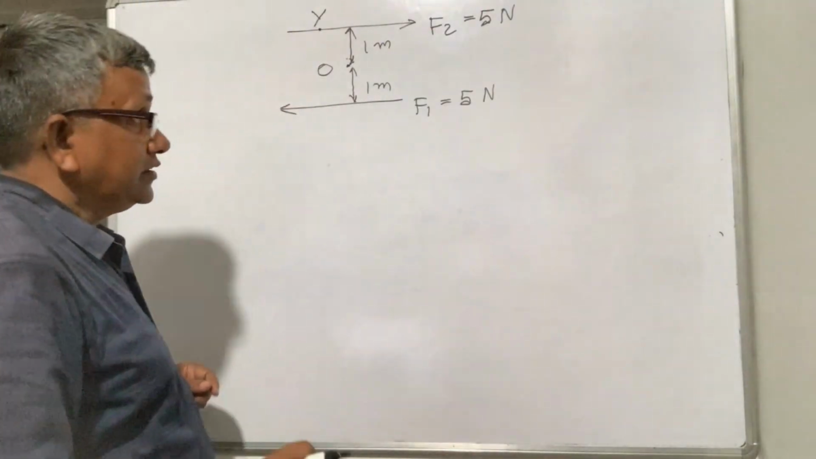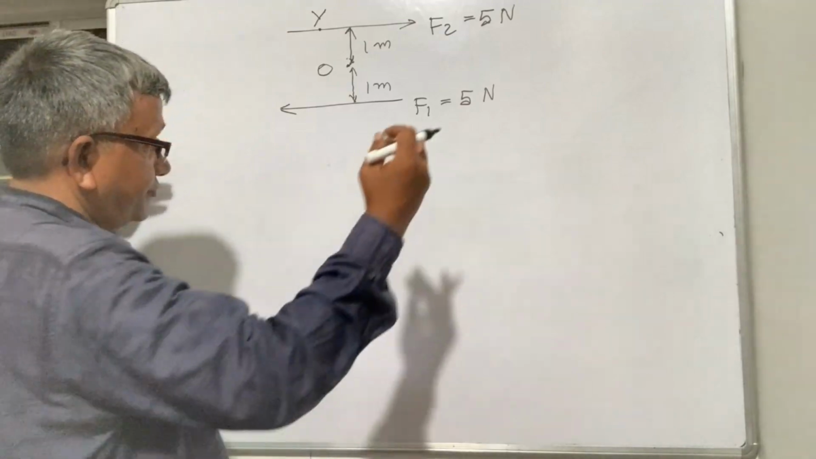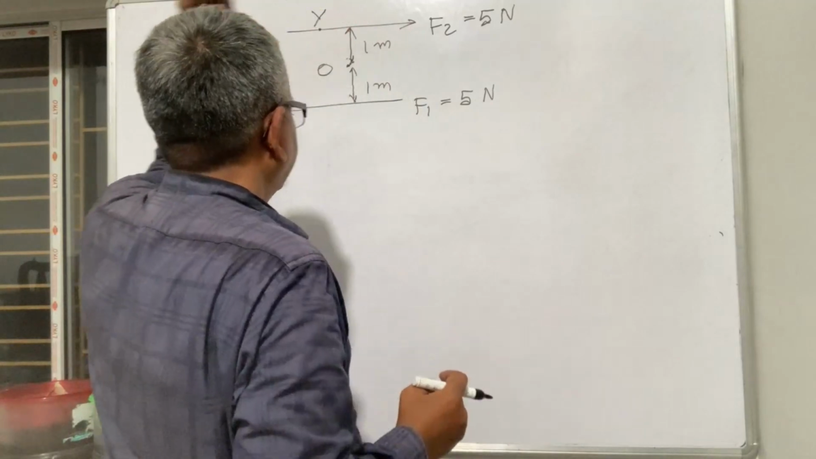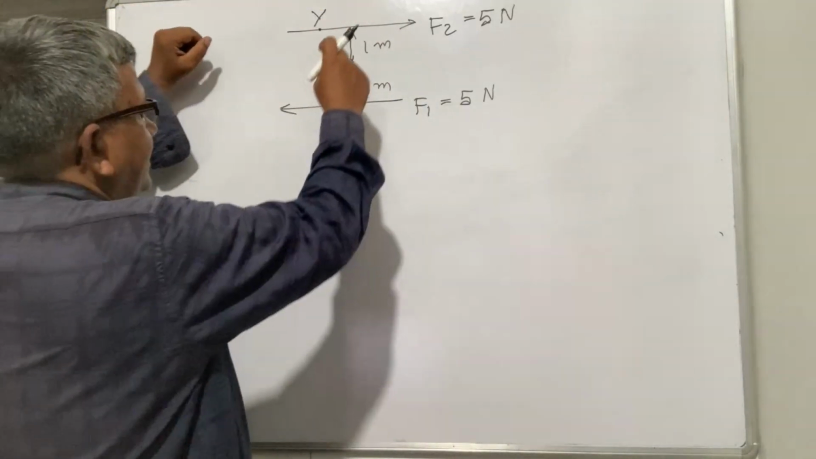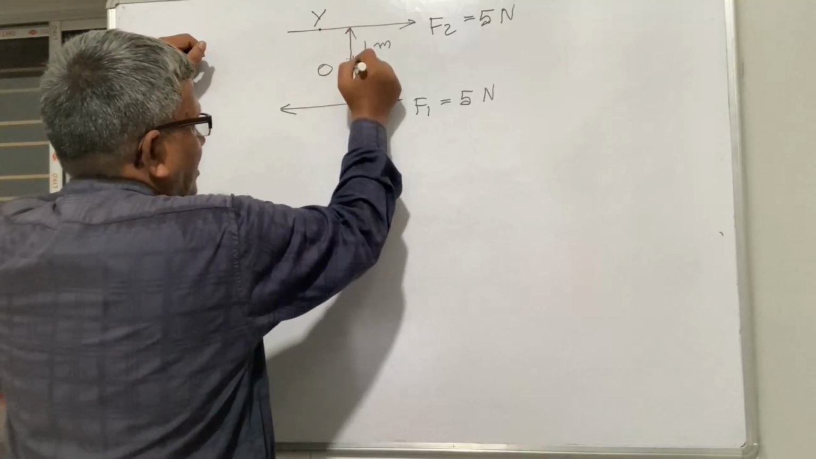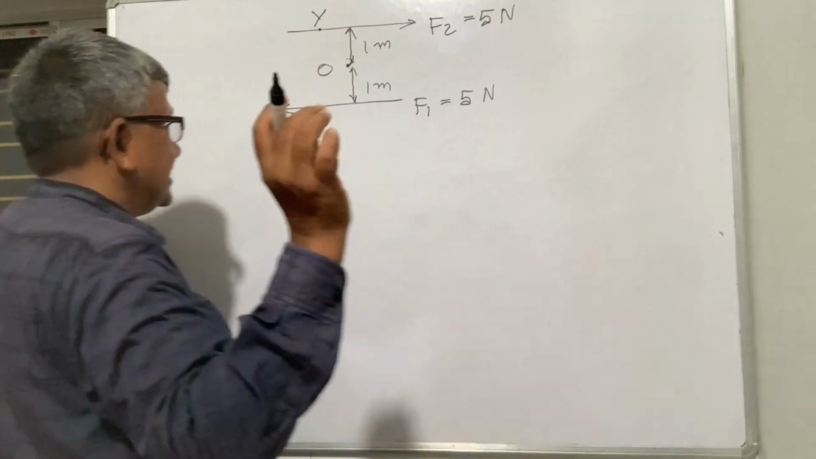Now we are coming to another topic. F1 force acting here, F2 force acting here. Okay, and this distance from O is 1 meter. This distance is 1 meter. Say equal.